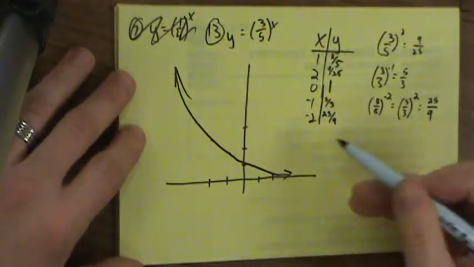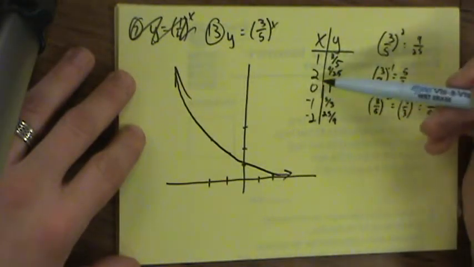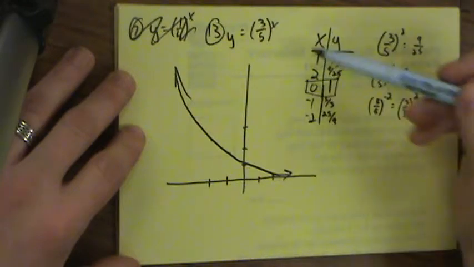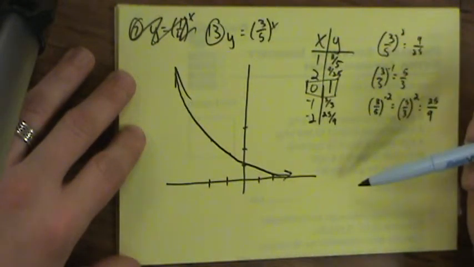Okay? So you could plot a few points, but you'll notice 0, 1. Always going to have a 0, 1. If it's just a number raised to x, then 0, 1. That's what's going to happen.